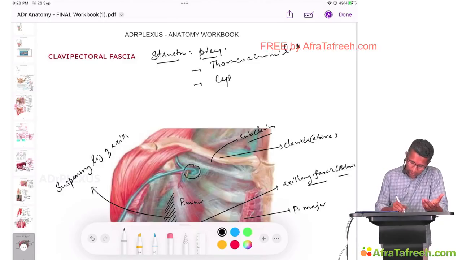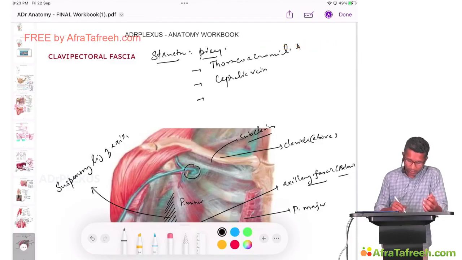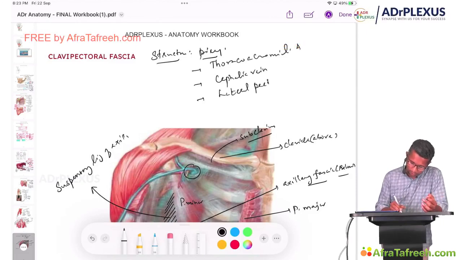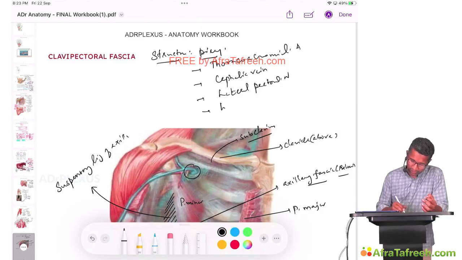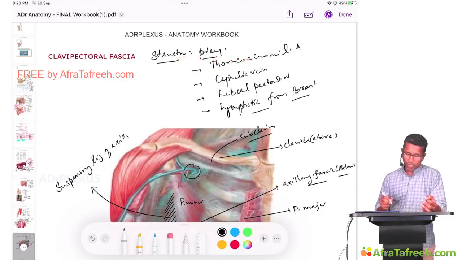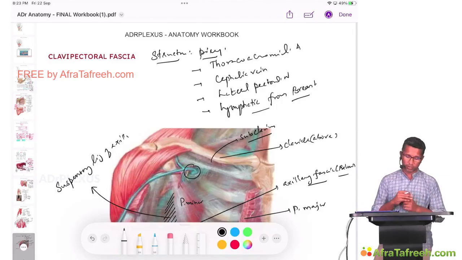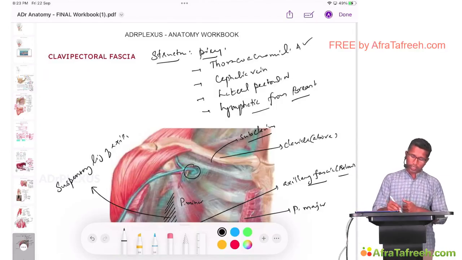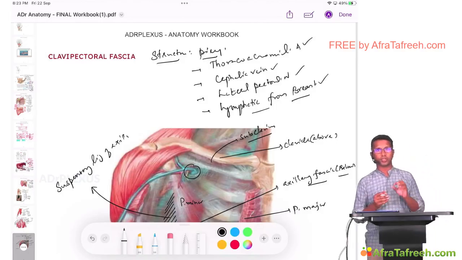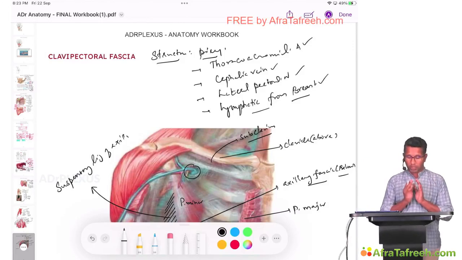Next, there is a vein called the cephalic vein which pierces the clavipectoral fascia. Next there is a nerve which pierces it, called the lateral pectoral nerve. And the last one is the lymphatics from the breast, which pierce the fascia and reach the apical lymph nodes and the central lymph nodes of the axilla. So these are all the structures which pierce the fascia: thoracoacromial artery, cephalic vein, lateral pectoral nerve, and the lymphatics from the breast. I hope I'm clear with this, guys.